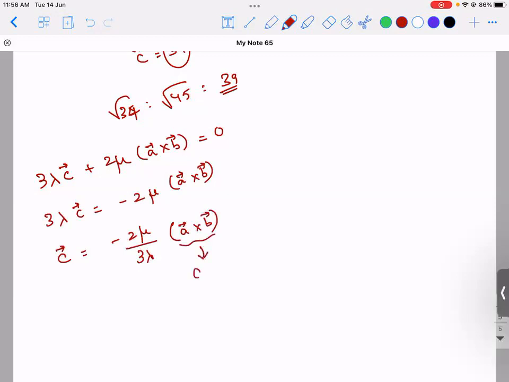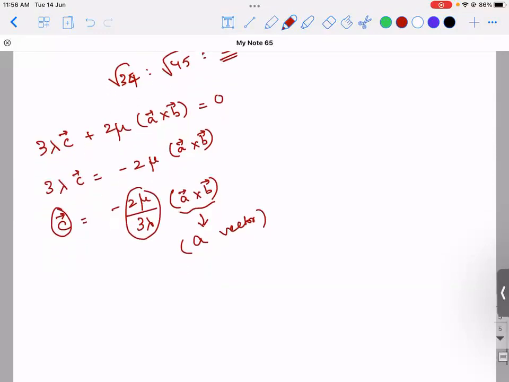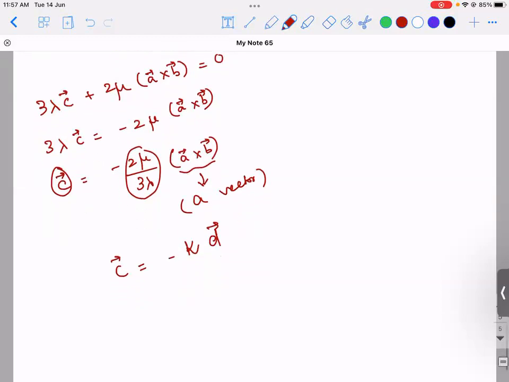So remember, A cross B is a vector. Okay. 2 mu by 3 lambda is some number. So one vector is equal to minus some kappa times another vector. What kind of vectors are they? Yesterday I taught you, under the types of vectors, see. Yes. So when they're anti-parallel vectors, you can say C and D are of opposite nature, right?